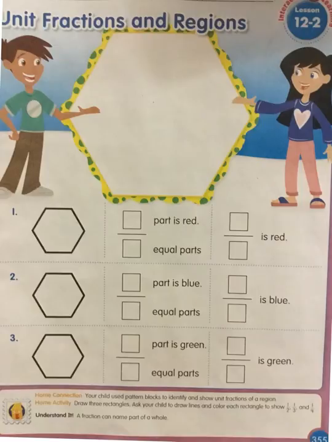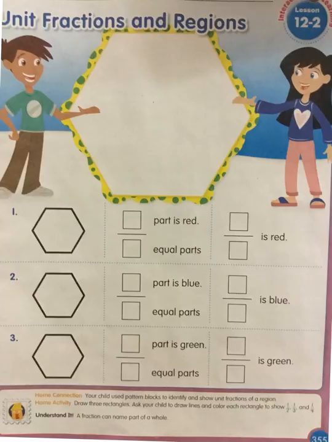Hey second graders, today you're going to be working on unit fractions and regions. The one thing you need to remember is you need to write the equal parts, how many parts in all there are, first on the bottom, and then how many shaded parts are on the top. The equal parts include any parts that are shaded. So let's get started at the beginning.